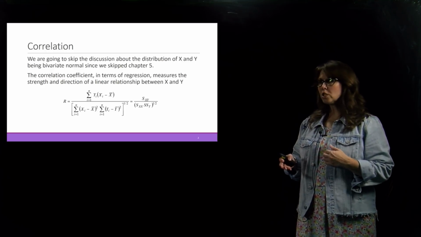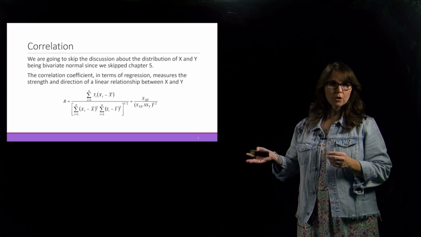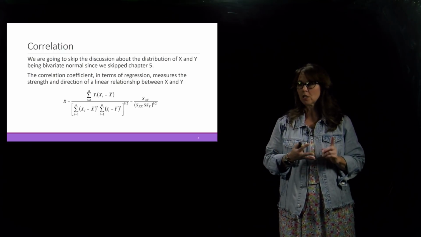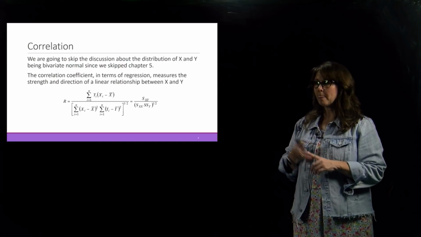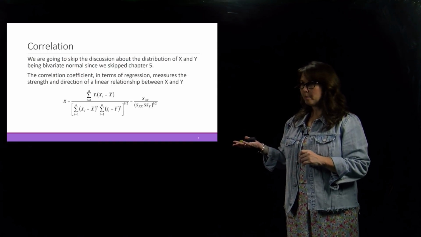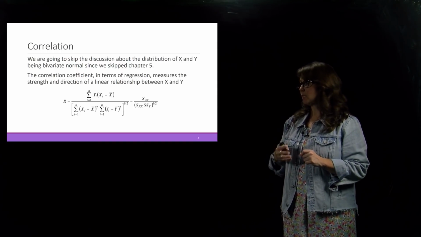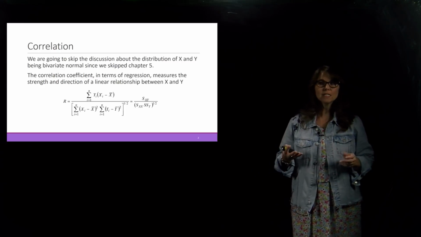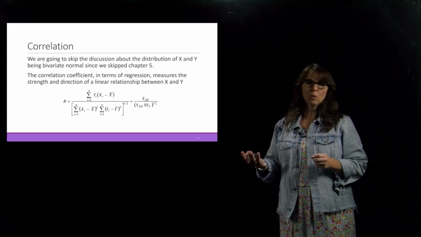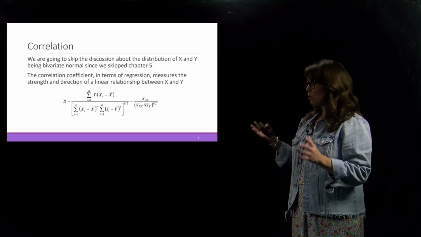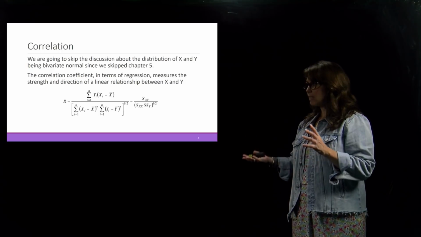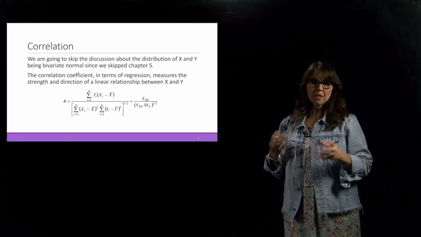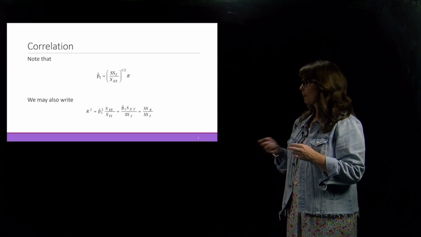The correlation coefficient, which was covered actually in an earlier section of the book, also in terms of regression measures the strength and direction of the linear relationship between x and y. And so here's one way to write R, which is given by this formula, and then you see a second way to write it. Notice that it does look rather computationally intensive to do by hand. So again, we won't be actually computing this by hand, but notice that we have x's and y's in both parts of it, so it is truly looking at that linear relationship between the two.